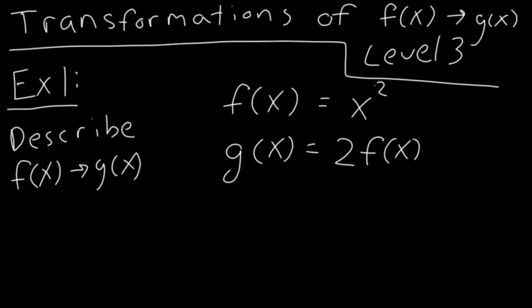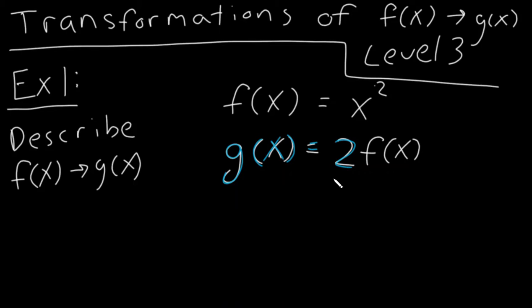Alright, welcome to Transformations of f of x to g of x, Level 3. Now, in our very first example, we still want to describe the transformation of f of x to g of x. And notice f of x equals x squared is written in white, and I want to draw over my g of x using a different color because I want you to understand what is the difference from g of x to f of x.